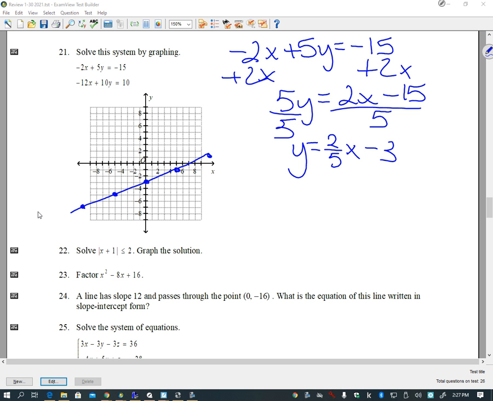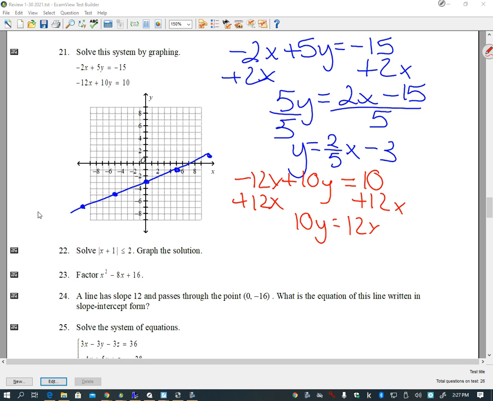All right, now let's take that second equation. Negative 12x plus 10y equals 10. Ashley, what do we do first? Sure, add 12x to both sides. It's going to give you 10y equals 12x plus 10. Divide by 10. Y equals 12 divided by 10. They're both divisible by 2, 6/5.